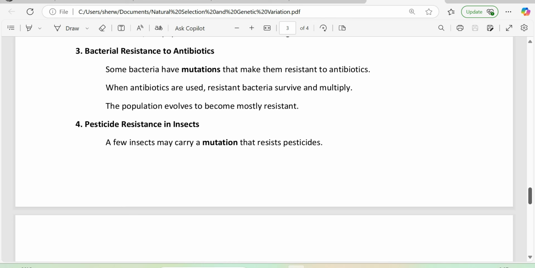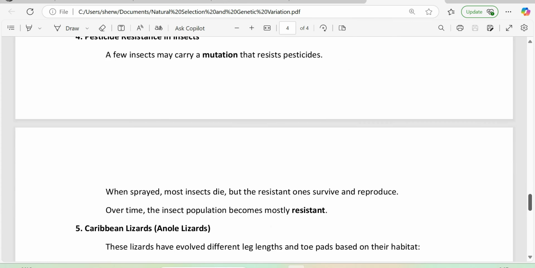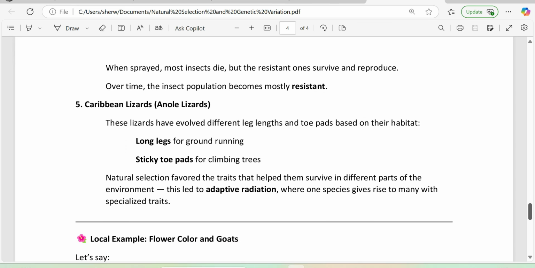4. Pesticide resistance in insects. A few insects may carry a mutation that resists pesticides. When sprayed, most insects die, but the resistant ones survive and reproduce. Over time, the insect population becomes mostly resistant.